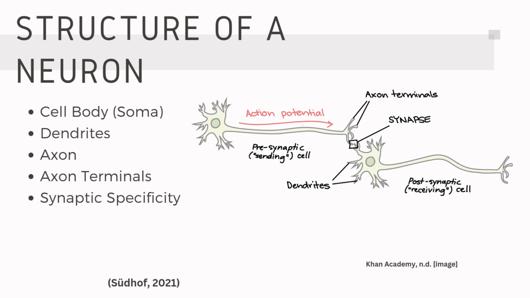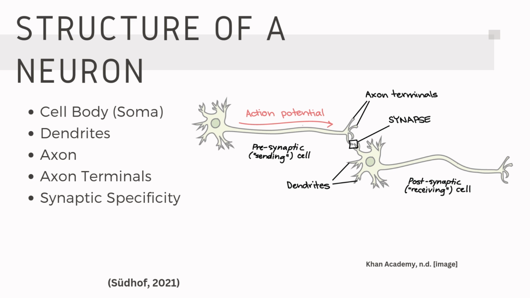The axon terminals are at the end of the axon, and they are what connect to the next neuron and create the synapse. This is where information is transmitted across a very small gap to the next neuron. Neurons form highly specific synaptic connections to ensure precise signal transmission. Synaptic specificity is essential for maintaining accurate and reliable neural networks.